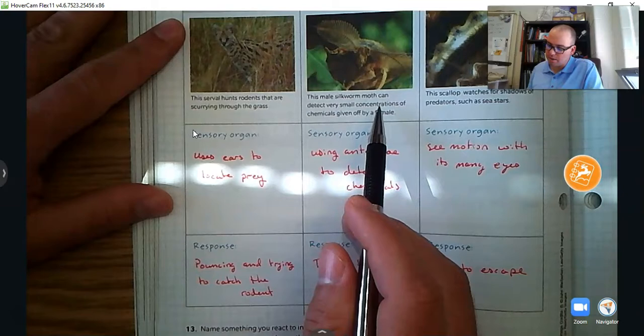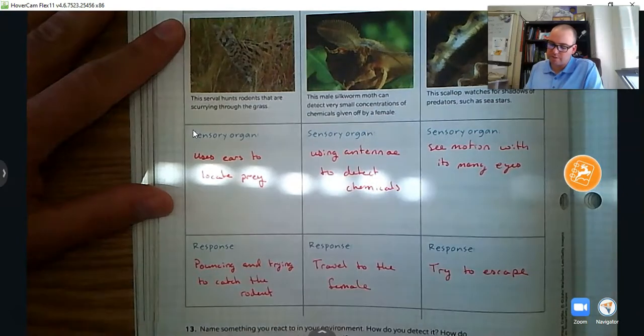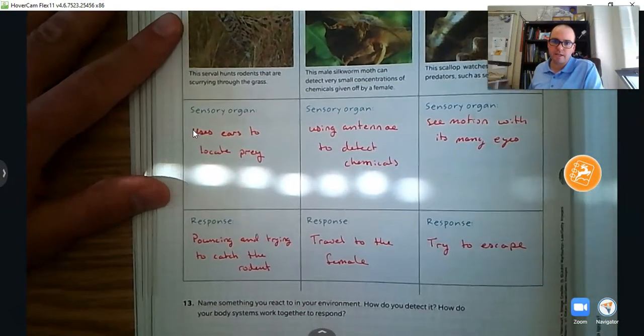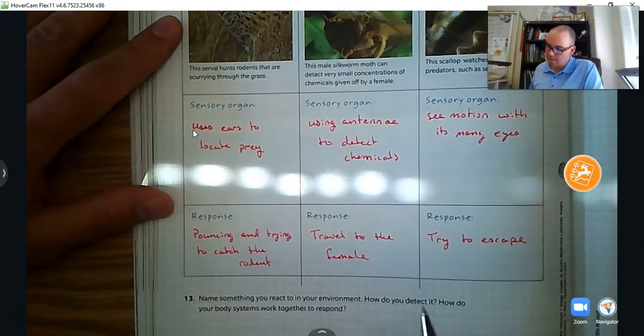A silkworm moth can detect very small concentrations of chemicals given off by the females. It uses the antenna to detect chemicals. And then the response is it's going to travel to that female.